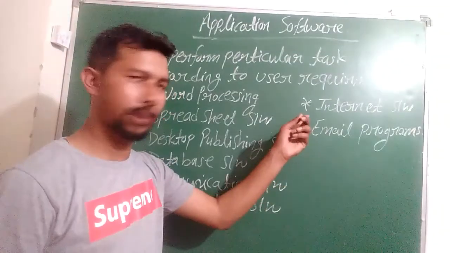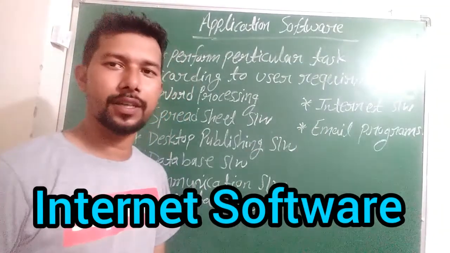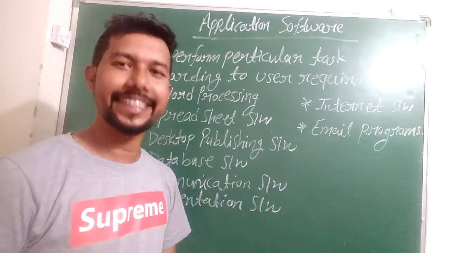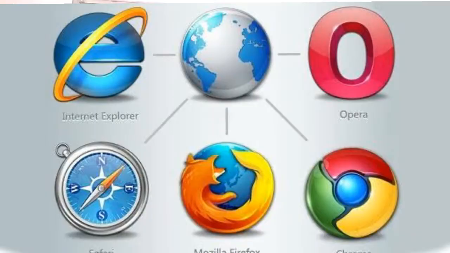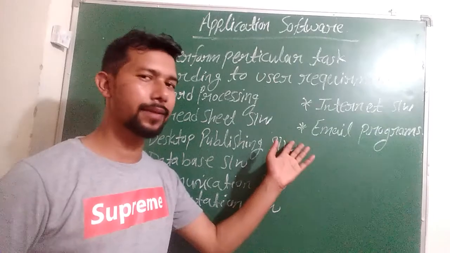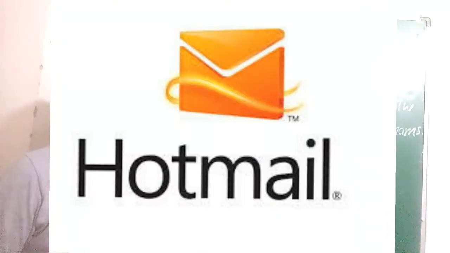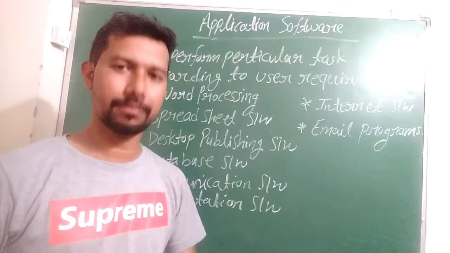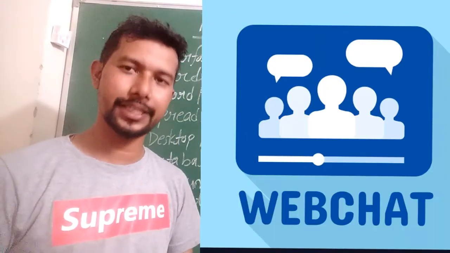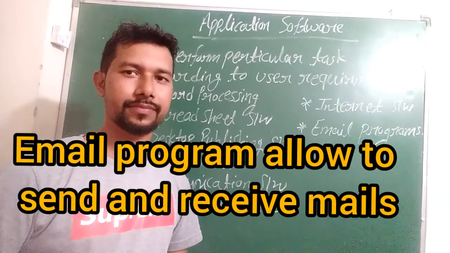Next is internet software. Internet software supports your internet, like a web browser. We have various types of web browsers, Google Chrome, Mozilla Firefox. These software help to connect to the internet. Last one is email programs. Email programs: Hotmail, Gmail, Yahoo Mail. These are email sending or receiving programs.